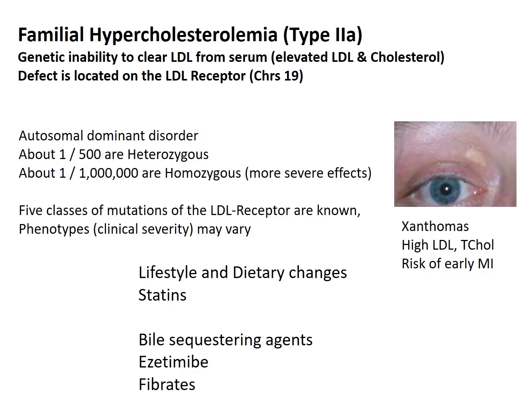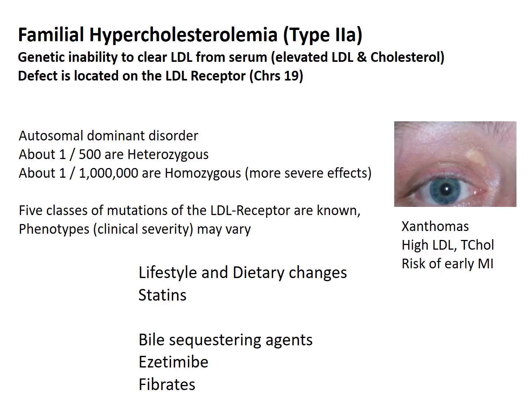So this is an autosomal dominant disorder. About 1 in 500 are heterozygous, about 1 in a million are homozygous. The ones that are homozygous, carrying 2 mutant alleles, are the ones that are going to be most severely affected, and those are the people that you hear about who have stroke and MI due to elevated cholesterol levels in their 20s and 30s. They typically have homozygous type 2A familial hypercholesterolemia.